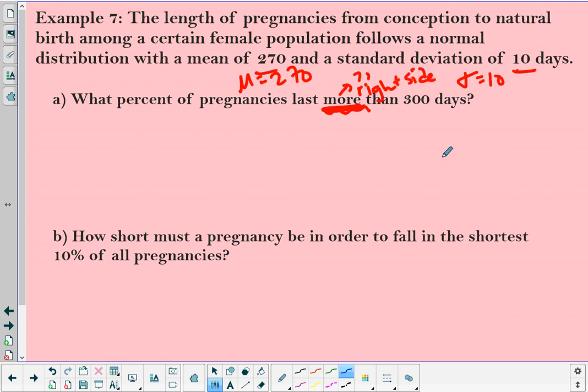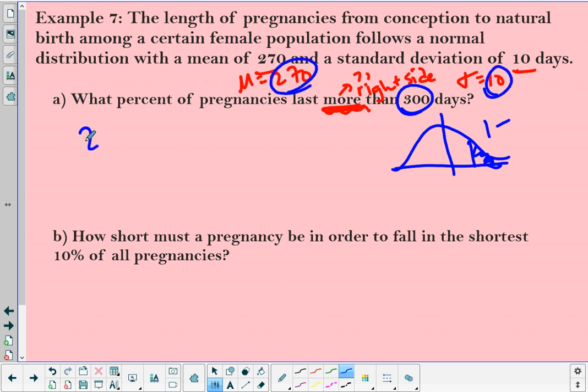What that also tells you is you've got to do a 1 minus here. So the first thing you're going to do, because you want the right side up here, is 1 minus. You need to take this and this and this, and normalize it to the Z. So I'm going to take 300 minus the 270, and this just goes back to using that formula that we used the last couple of days. 300 minus 270 is equal to 30 over 10. 30 over 10 is equal to 3.00.